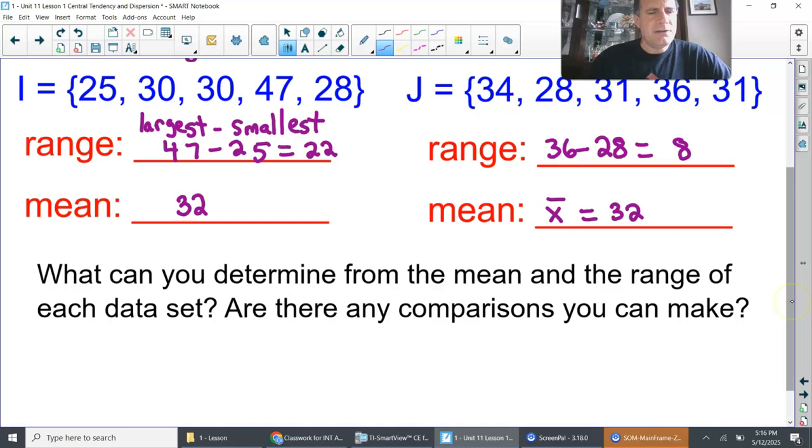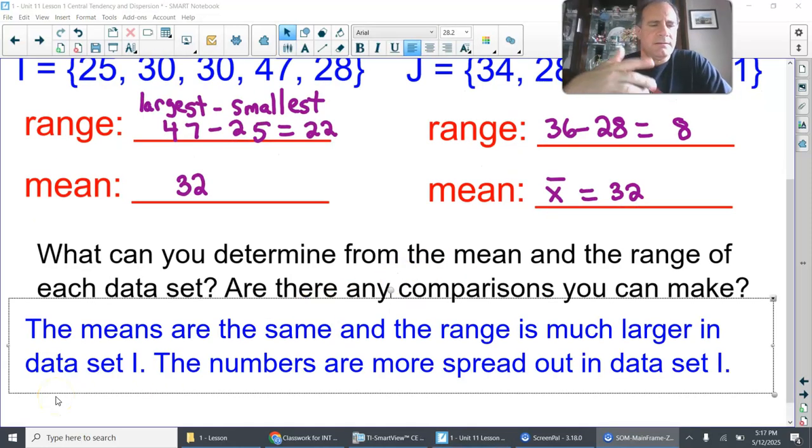So it says, what can you determine from the mean and range of each data set? So we're going to put the means are the same, and there are different ranges. The means are the same, and the range is much larger in data set I. That means if the range is larger in data set I, the numbers are more spread out in that data set. And that's really the whole thing.